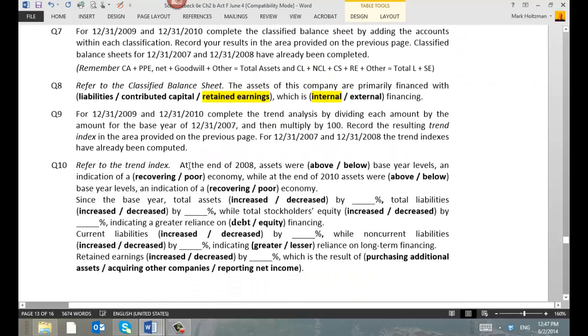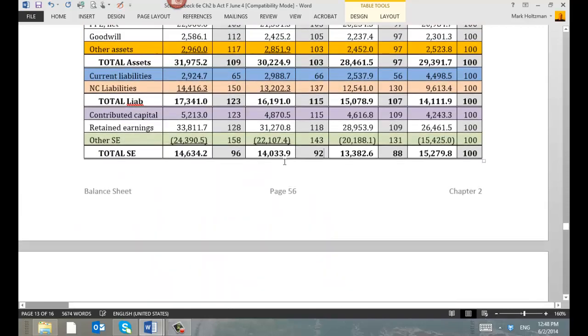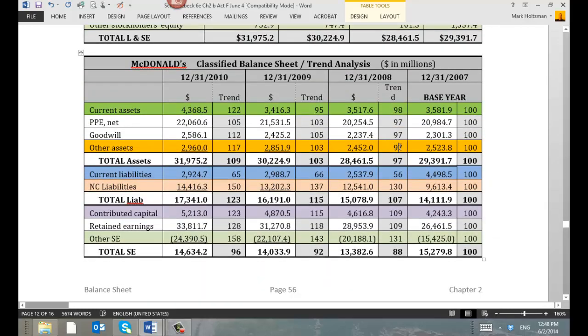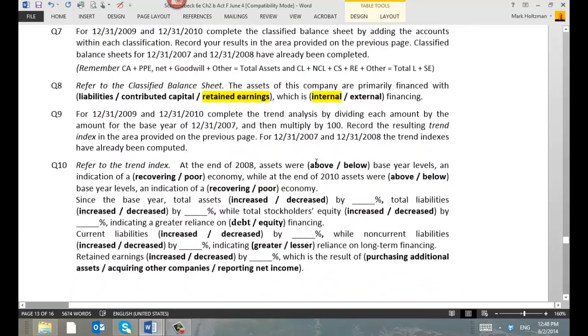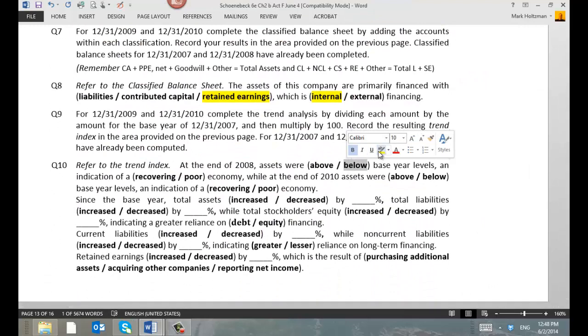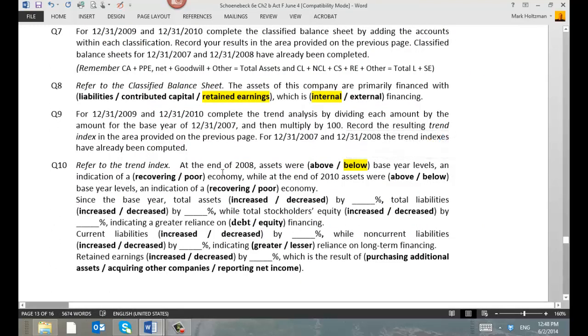So now going back here, refer to the trend index. At the end of 2008, assets were above or below the base year. Well, the trend analysis for assets was a 97. There you can see it, 97. So that means that total assets went down. And that indicates that the economy is recovering or it's poor.